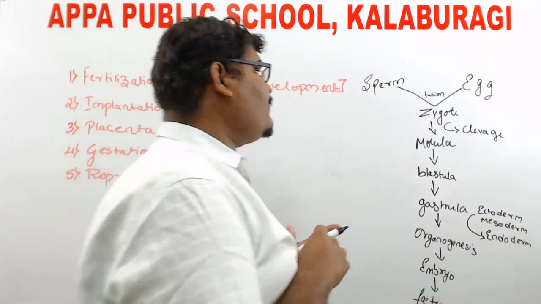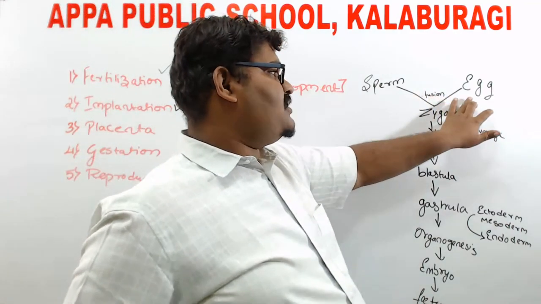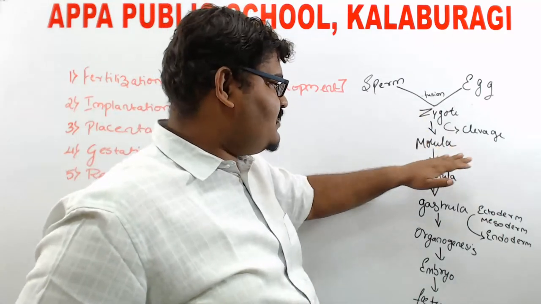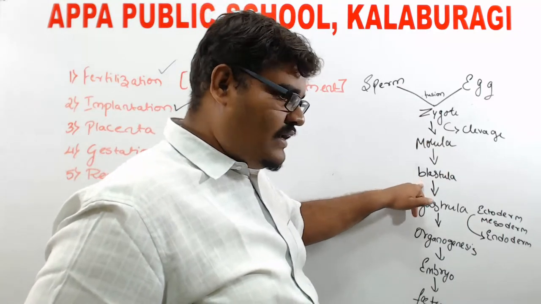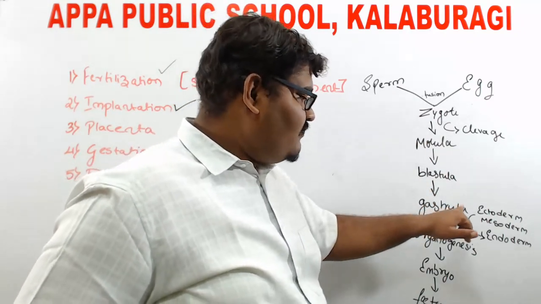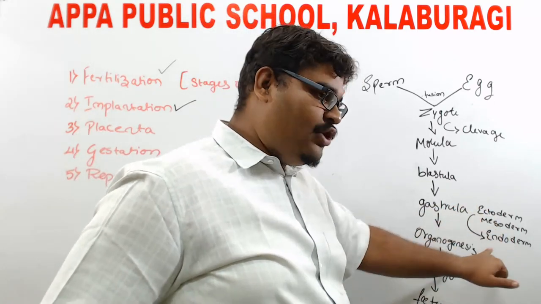So this is how the development stage is. Sperm fuses with the egg to form zygote. Zygote after cleavage turns into morula. Morula after implantation turns into blastula. Then blastula into gastrula. Gastrula: formation of three germ layers: ectoderm, mesoderm, and endoderm.